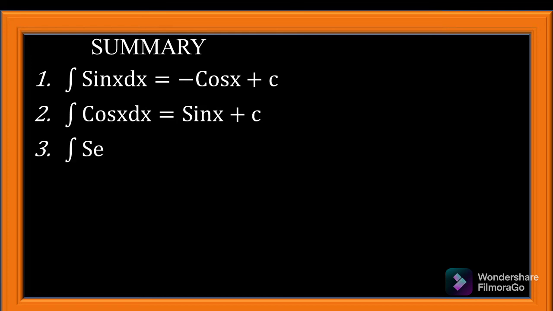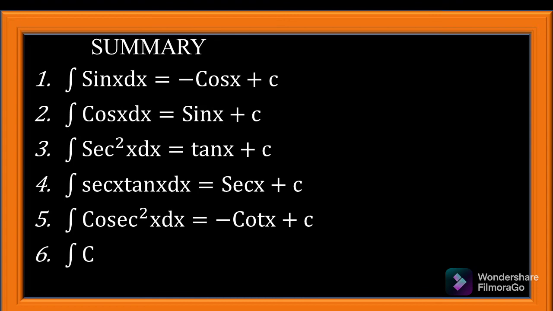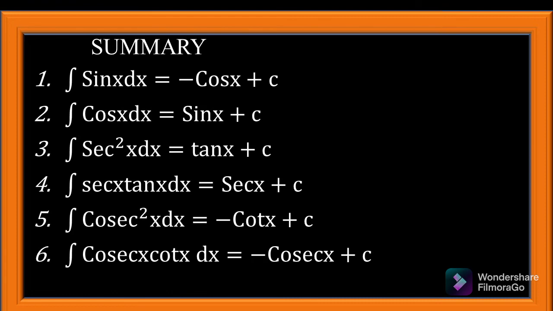The integral of sec squared x with respect to x is equal to tan x plus c. The integral of sec x tan x is as good as sec x plus a constant. The integral of cosec squared x with respect to x is equal to negative cot x plus a constant. And finally, the integral of cosec x cot x with respect to x is the same as negative cosec x plus a constant. Now, these are very important.